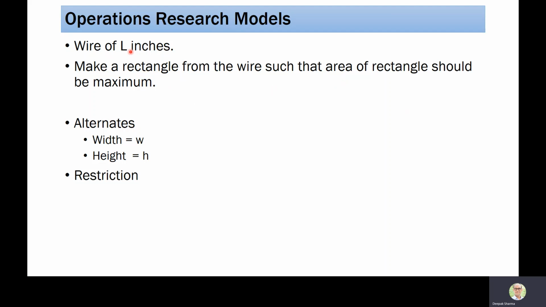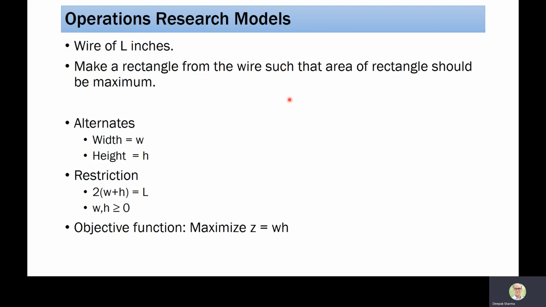What could be the restriction? As we know, the length of the wire is given to us, and from that we have to make a rectangle. So we can say that the perimeter of this rectangle should be equal to the length of the wire. Also, W and H should be greater than or equal to 0.